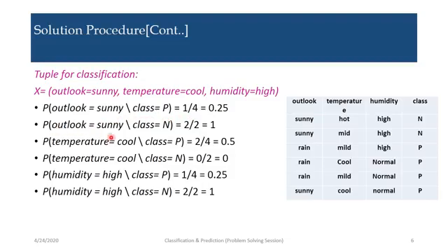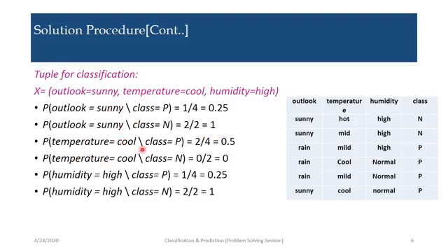Like that, P(outlook = sunny | class = N). Here you can say there are 2 class N tuples with sunny, and outlook is equal to sunny and class label N. So it is 2 by 2, which is 1. Then we can calculate for the second attribute, temperature.